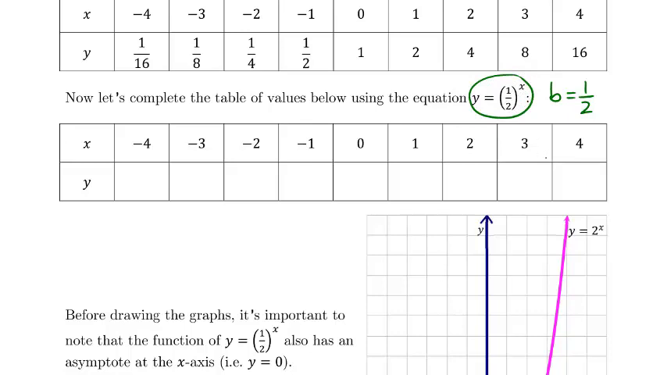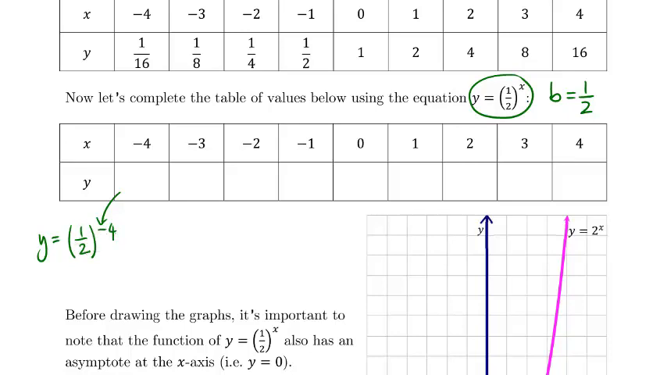And then we're going to see if there's any way we can see what the rest of these results are by being smarty pantsers. So here we go, guys. What does y equal when x equals minus 4? Well, y will equal 1 over 2 to the minus 4.